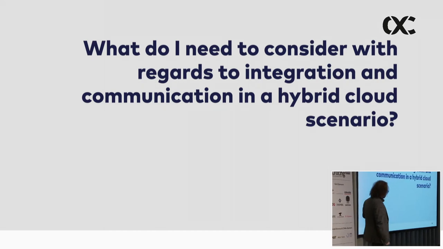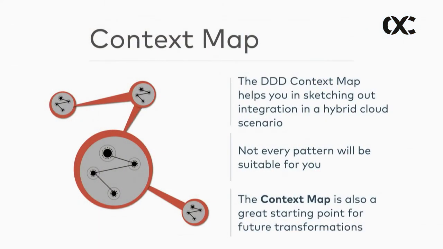So the next thing, what do we want to consider in terms of integration and communication in a hybrid cloud scenario? Again, there, I will briefly address one DDD construct, the context map, because it's very interesting. It features a couple of patterns that you usually find in legacy software, but not all of those. And I've seen context maps being discussed a lot also in a microservices context, and not all of them will be suitable for you in a hybrid cloud scenario. Of course, some of them aren't even a good idea for microservices, but the context map is also a very good starting point for moving towards a hybrid cloud scenario if you have to, because you can make complexity explicitly visible.